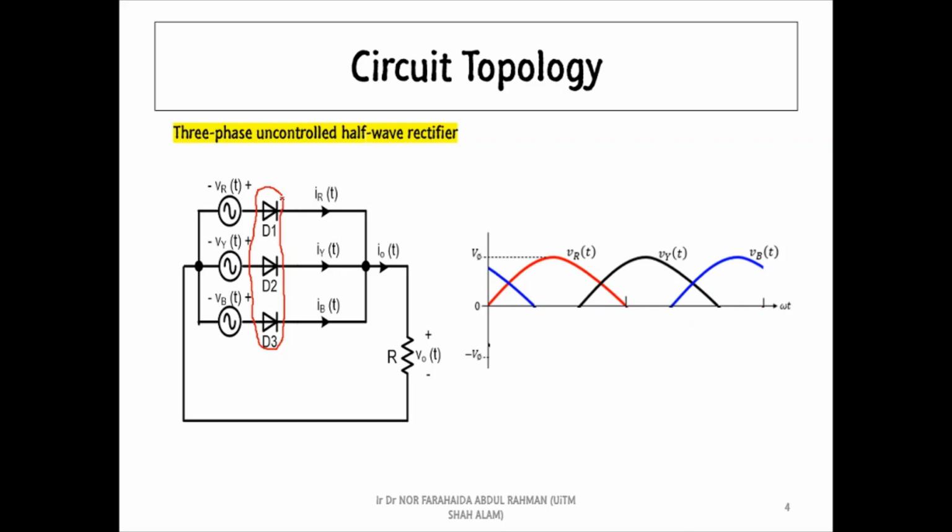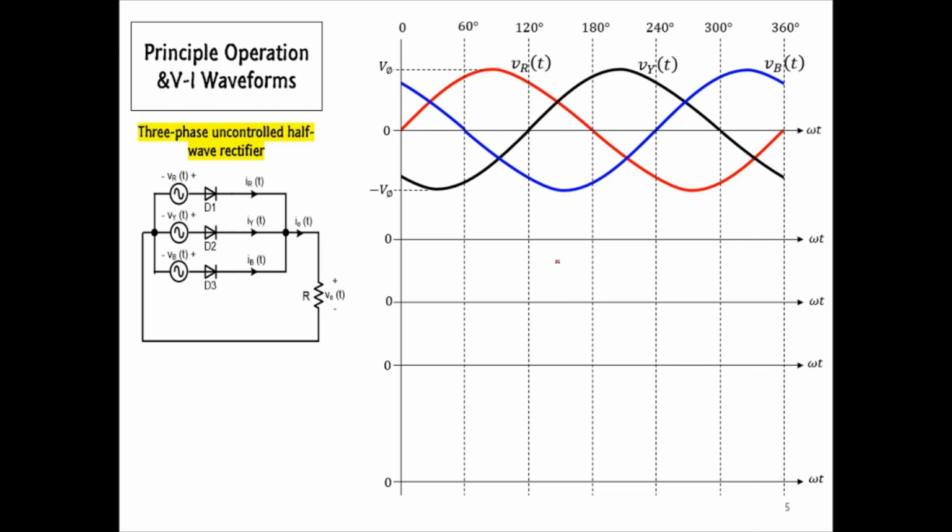Based on this circuit diagram, we use diode D1 to conduct the red line current, diode D2 to conduct the yellow line current, and diode D3 to conduct the blue line current. Other than that, we can see all these diodes are connected to Y-connected voltage sources. Now, I will explain the operation and how to sketch voltage and current waveforms of the half-wave rectifier.